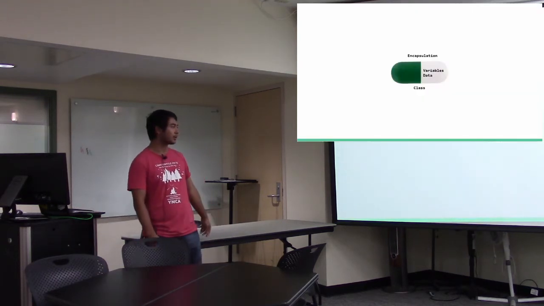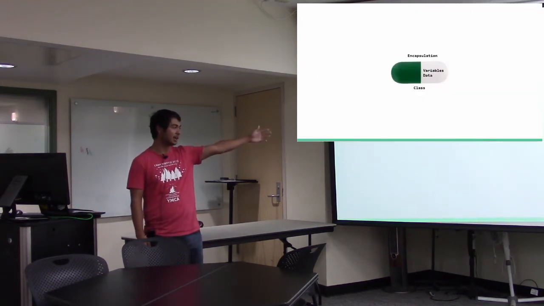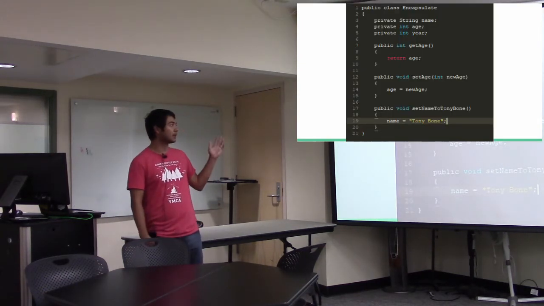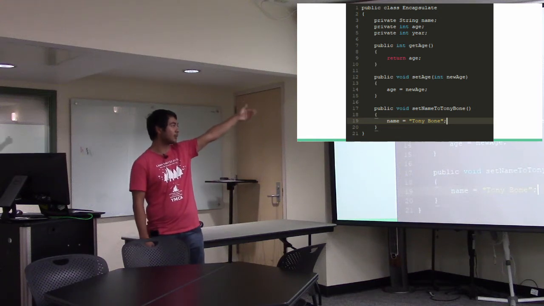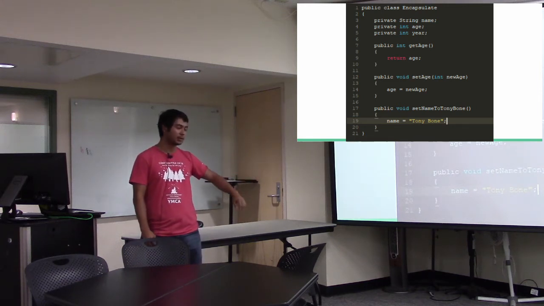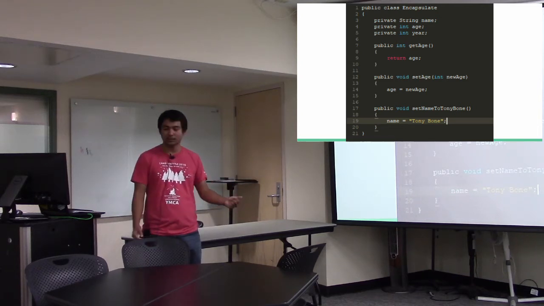So think of it like a pill or a capsule where the variables and the data are inside the class, and that represents the encapsulation of it. Here's a class that I made called encapsulate. So you just have your private variables, and then you have your getters and setters that are able to manipulate it. And then you have the last one, which just sets the name to Tony Bone. That's me, if you didn't know. And yeah, do with that what you will.